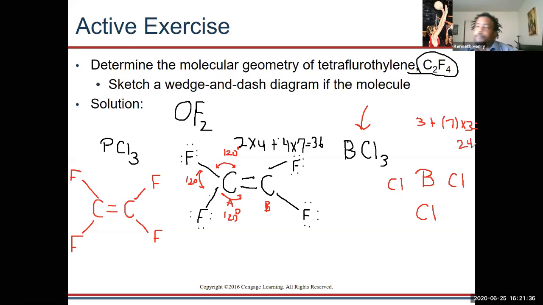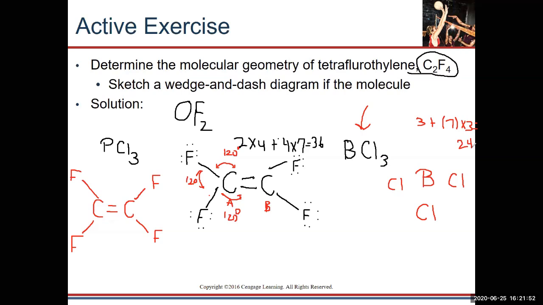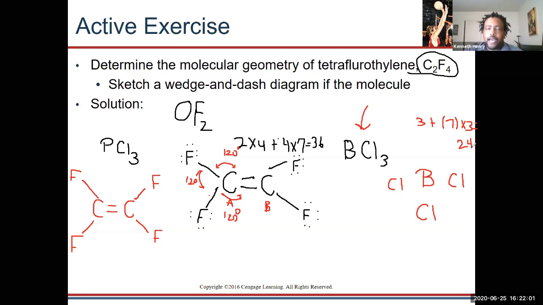Okay, so now here's the hard part. What do we know about boron and those halogens when they come together? Boron is an exception. That is correct. It doesn't necessarily, it's okay with not having its octet filled. It actually kind of prefers to only have 6 around it.